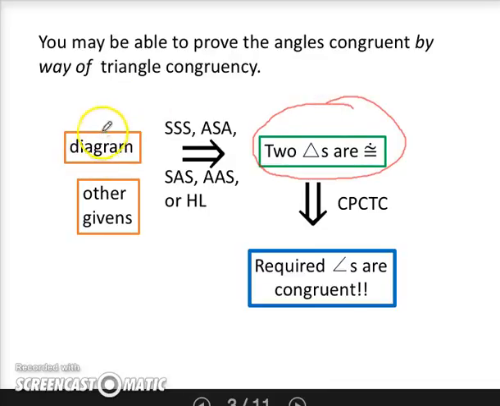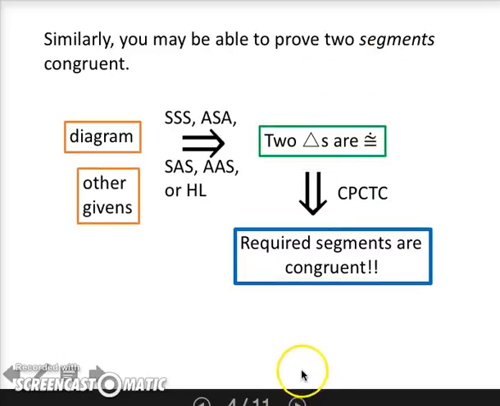So, for example, suppose from your diagram and the other givens, you could find a triangle congruency postulate or theorem to show that two triangles are congruent. And suppose that the corresponding parts of those two triangles were some of the angles that you were trying to show were congruent. You could use CPCTC to show that the required angles are congruent. Similarly, you might be able to prove that two segments are congruent to each other by way of proving that two triangles are congruent.